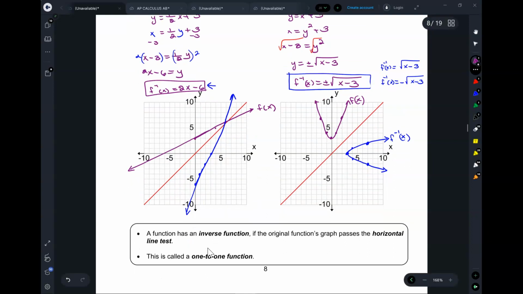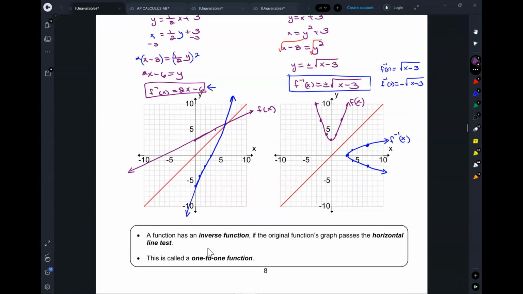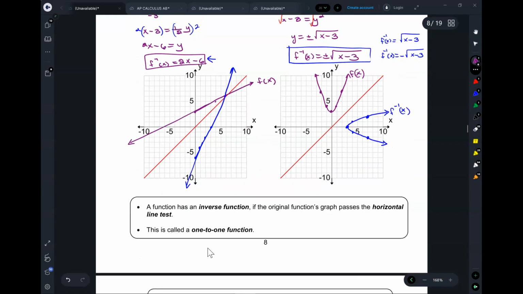Okay, so take a look at what happened here. Look at the inverse for the first one, the blue line. Is that a function? Yes. Look at the inverse here, the blue one. Is that a function? No, not a function. Let me tell you why. Let's take a look at the original. This is not a function because it doesn't pass the vertical line test.